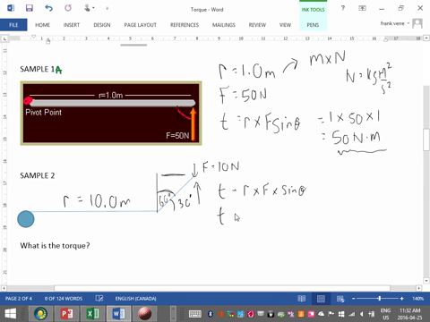Okay, so in this case, the torque is going to be the radius, 10, times the force, which is 10, times the sine of 30, which is this component over here, which for some reason I have it pointing up. It's actually pointing down, which we know is 0.5. So this should be 100 times 0.5, which is 50 newton meter. Okay, so far so good.